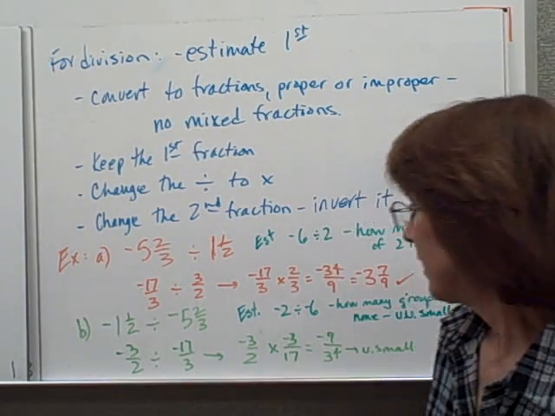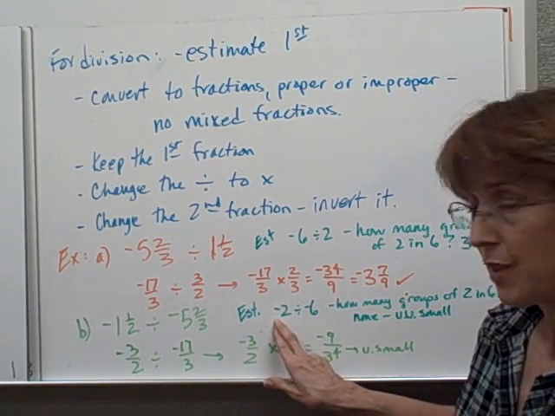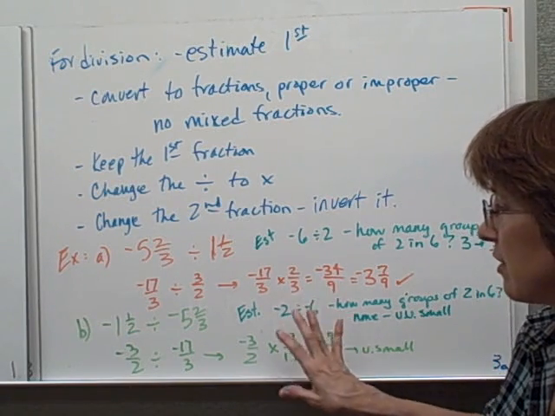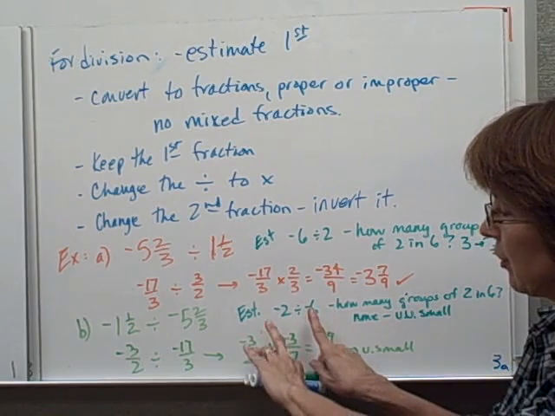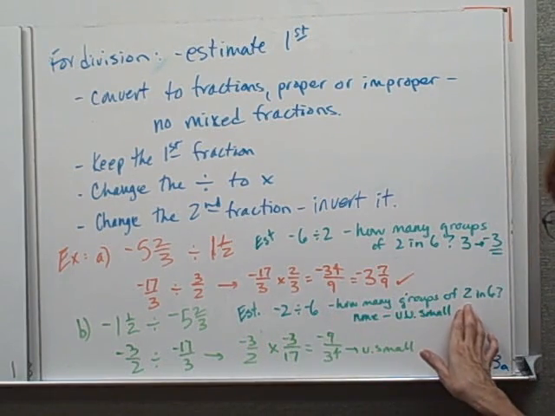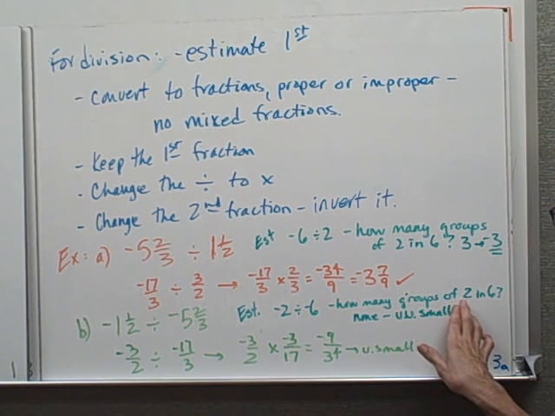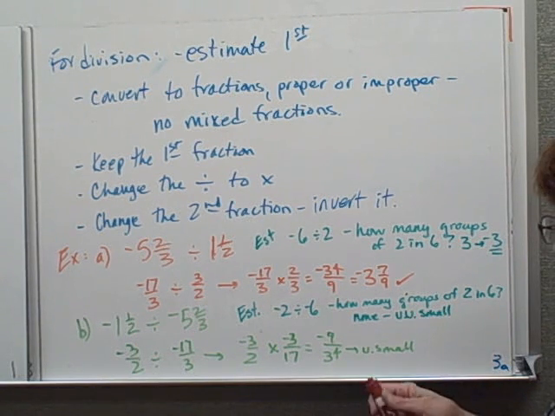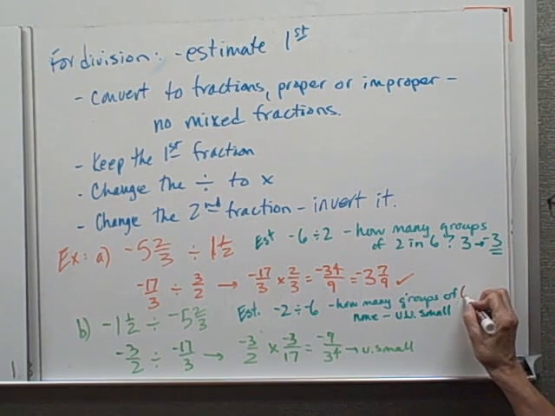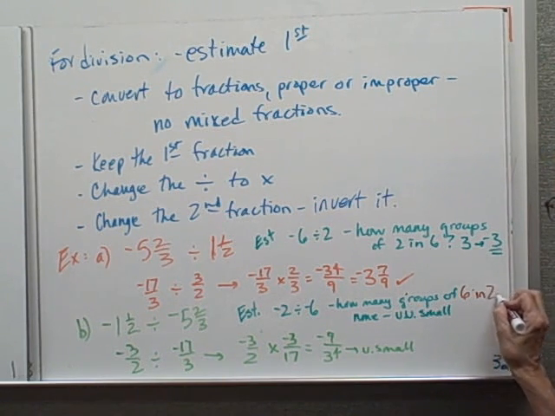Okay, then you estimate it. Well, that's about negative 2 divided by negative 6. Now, that's a little funny. When you estimate, you don't have to worry about the negative signs. You can just think, how many groups of 6 are in 2? I wrote that wrong. That's what I meant to say. How many groups of 6 in 2?